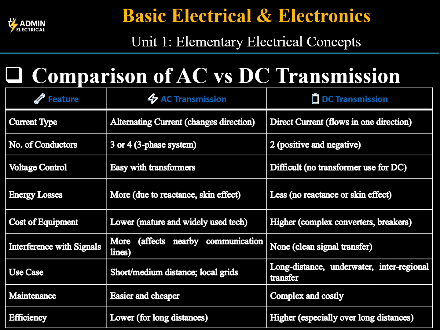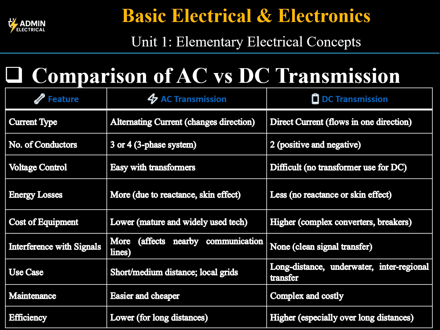4. Transmission losses. AC systems suffer from more losses due to inductance, capacitance, and skin effect. DC systems have lower losses, making them better for long-distance transmission. 5. Suitability. AC transmission is suitable for short to medium distances, like urban and rural power distribution. DC transmission is best for long-distance and underwater cables, where AC losses would be too high.